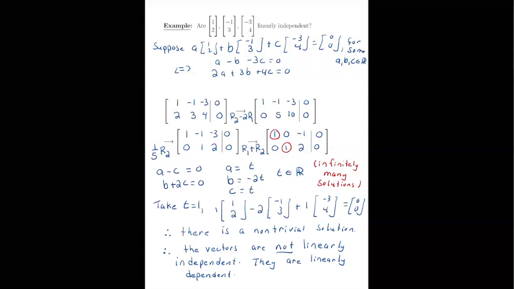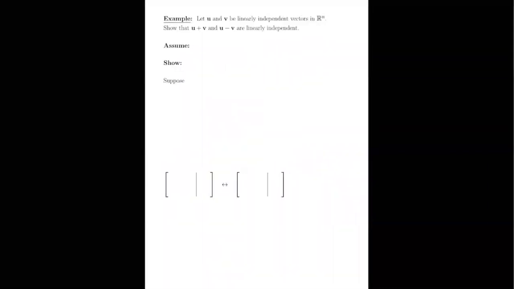So let's do one more example. We're going to do the same kind of thing. We're going to use the definition, but in a case where we're using symbolic or arbitrary vectors. We don't know what these vectors look like, but the process is going to be the same in terms of how we use the definition of linear independence.